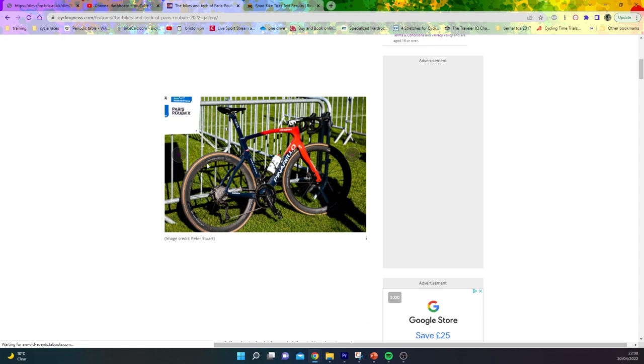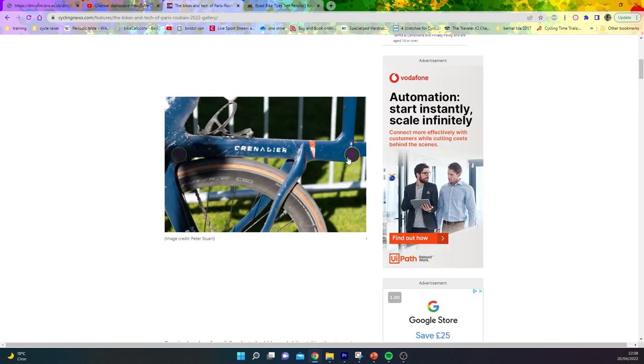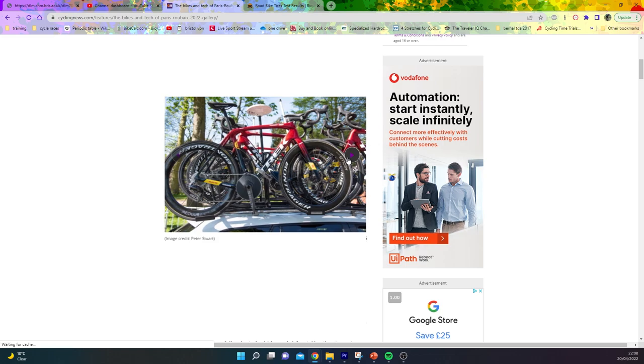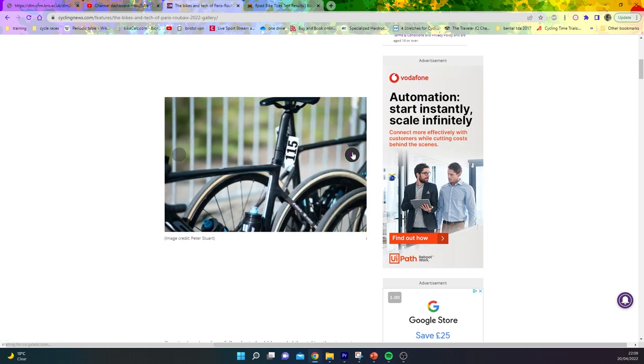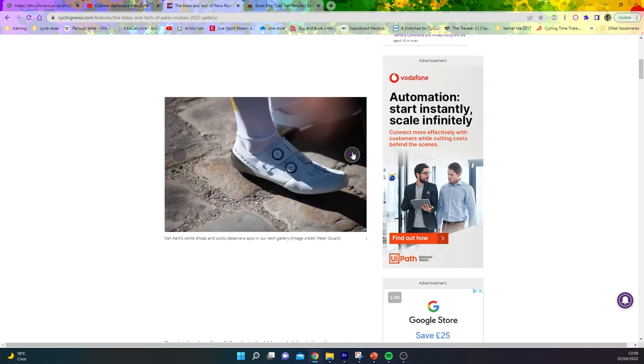So this is Dylan van Baarle's bike. Now, what you'll notice is he's using GP5000 STRs, which are by far the quickest tires. So we've got terrible Pirellis here. They're not quick. We've got probably Vittorias, and they are really slow.